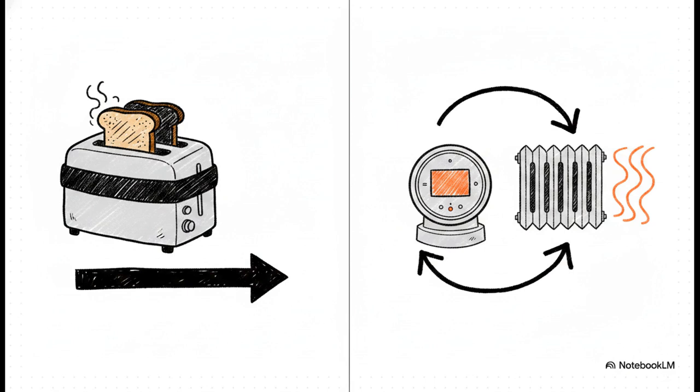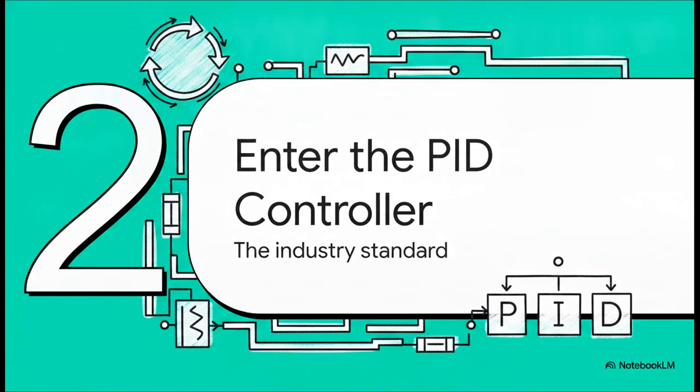But a closed-loop system, that means the output is fed back into the system to actively change future behavior. It's exactly like your thermostat, constantly measuring the actual room temperature so it knows exactly when to kick the heat on or off.